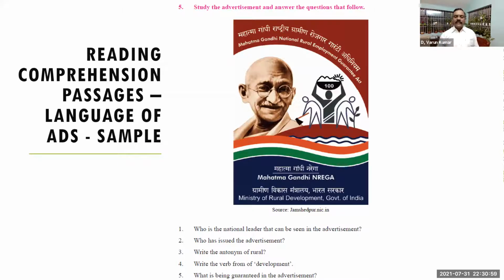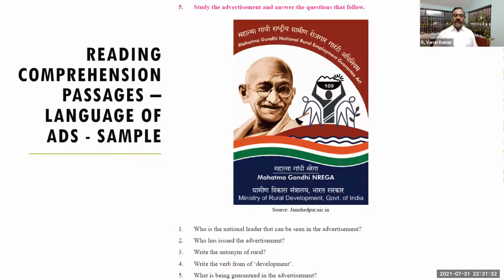So who is the national leader? Mahatma Gandhi. Who has issued the advertisement? Come to the bottom. Ministry of Rural Development, Government of India. Ministry of Rural Development, Government of India has given this advertisement. Write the opposite word of rural, urban. Rural means urban. And write the verb form of development, develop. So develop is the verb form of the development noun.